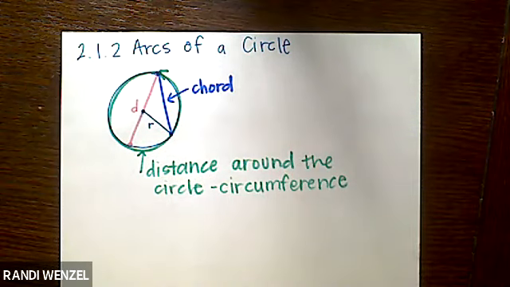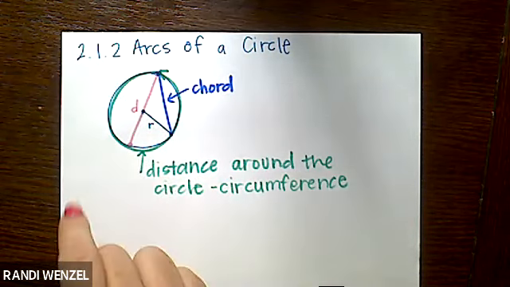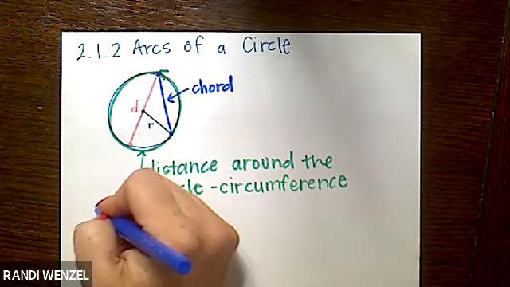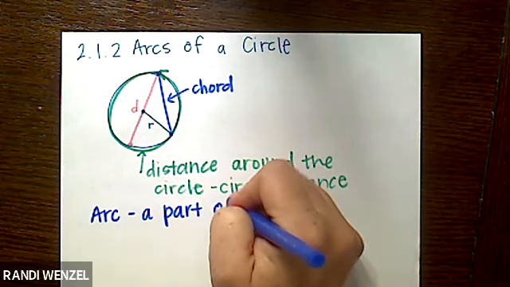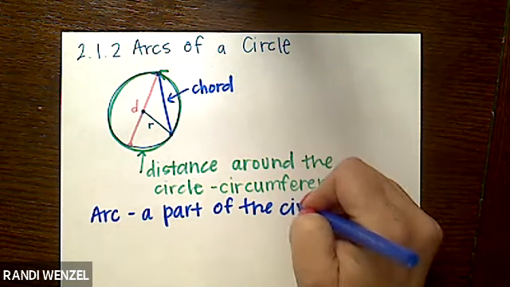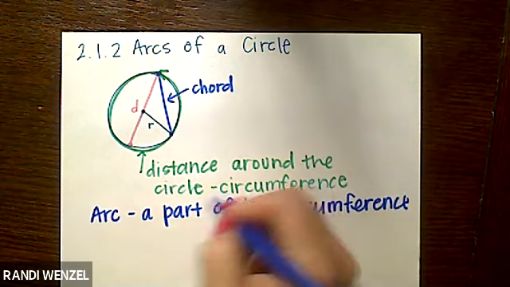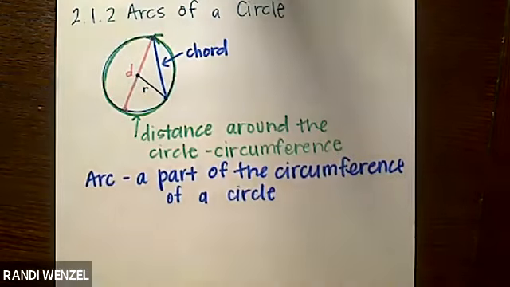So now we're going to talk about one other part of a circle. And it's kind of related to the circumference because it is on the outer part of the circle. It's not anything inside. So we're going to talk about the arc. And what the arc is, it's part of the circumference of a circle. So I'll draw a picture of that.